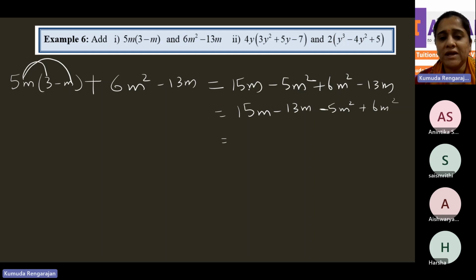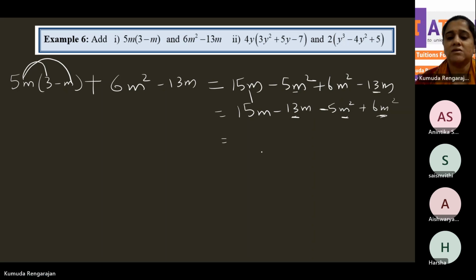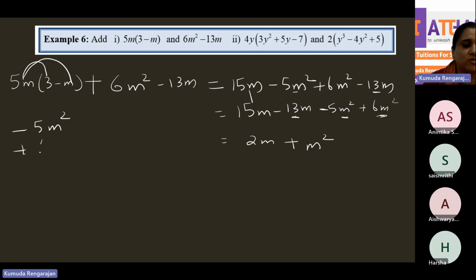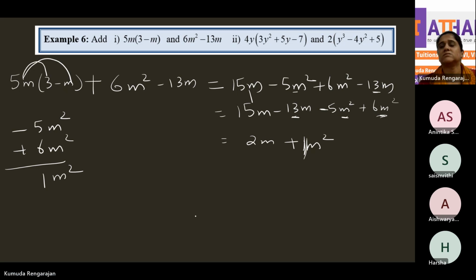Okay, so 15m, then this minus 13m, minus 5m square plus 6m square. So 15m minus 13m is 2m. And this one, different signs, subtract. Sign of the greater number is plus, 1m square or simply plus m square. Minus 5m square plus 6m square: different signs, subtract. So 6 and 5 when you subtract, you get 1. And put the sign of the greater number, plus. 1m square is nothing but m square. You don't have to show that 1. Don't write 1. It's just m square.